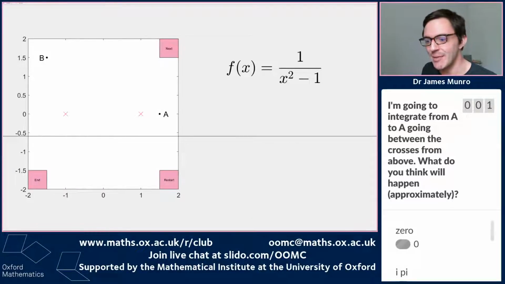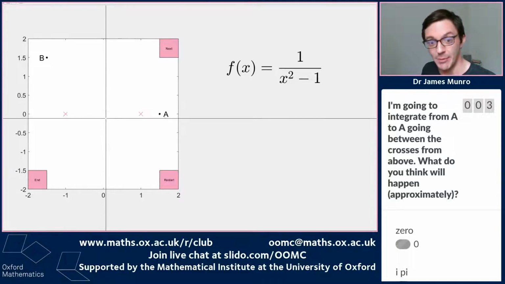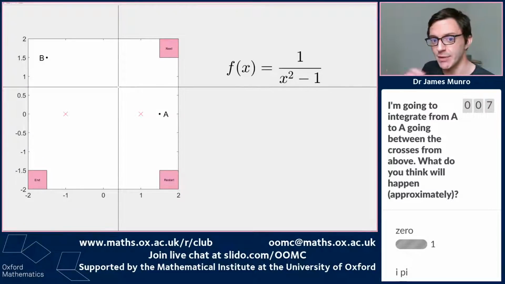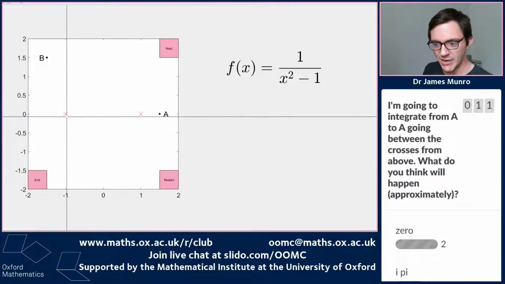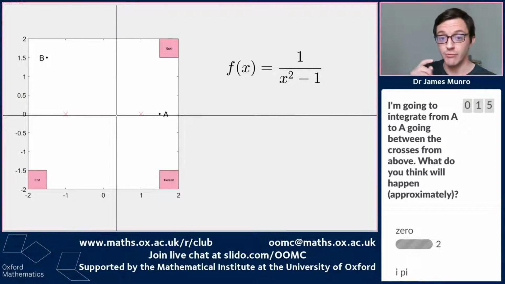I'm going to do that integral. I'm going to go from A back to A, but I'm going to go between the crosses from above, in case that matters. Where are we going? What are we going to see? The way I like to think about this function is it's a bit like you're exploring the world and everything's fine, except there's a kind of portal or magic mirror over here between these 2 points. We're going to find out what happens when you go through the portal. And then we're going to talk a little bit about portals.